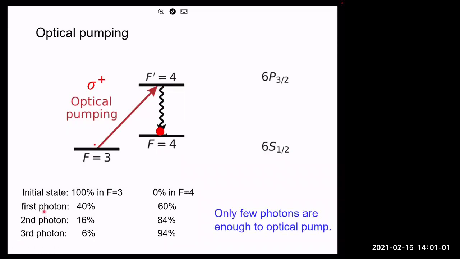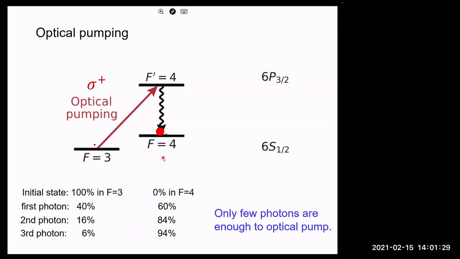Let's assume for the first photon, 60% goes to the target state and 40% goes back to the initial state. Now the second photon is essentially 40% squared, so you are only left with 16% in f equal to 3. The third photon will be 40% to the third power. So you can see, just taking a few photons, you essentially push all the population from the initial state to the final state. And this is optical pumping.